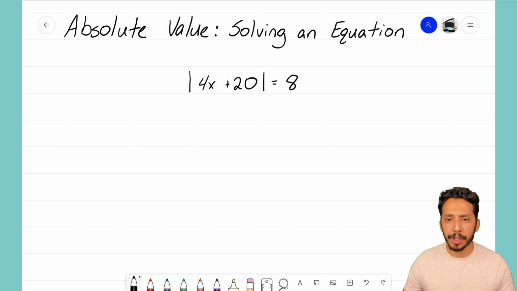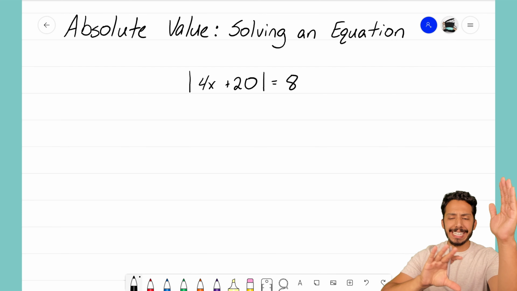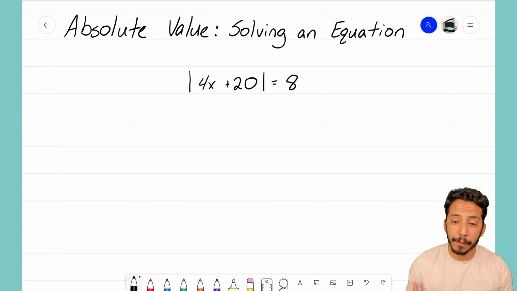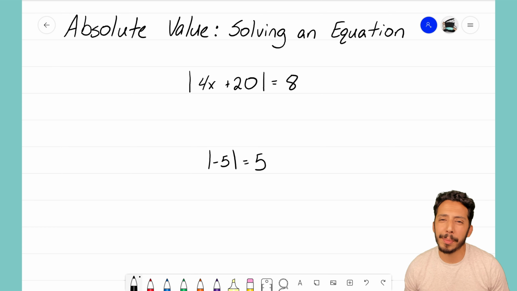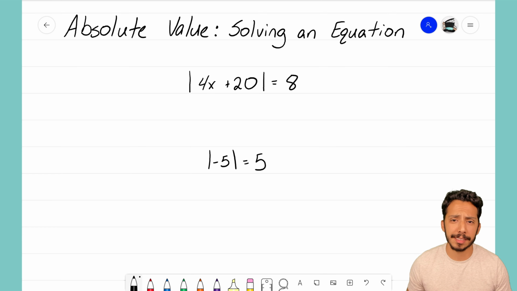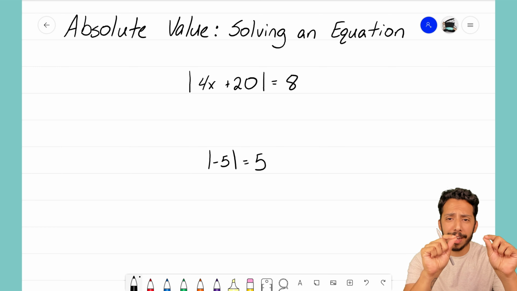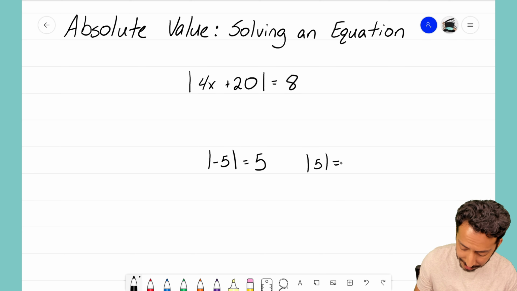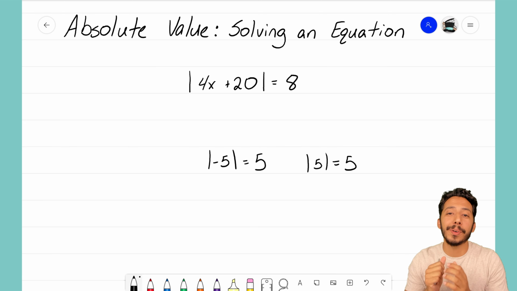Now remember that absolute value bars have a very special property. That special property is that anything inside of the absolute value bars will end up turning positive. For example, I could have the absolute value of -5. That would end up equaling +5. Remember, absolute value is just talking about the distance from 0 to that number, and the distance from 0 to -5 is 5. Just like the absolute value of +5 would still equal 5, because 0 to 5 is also a distance of 5.